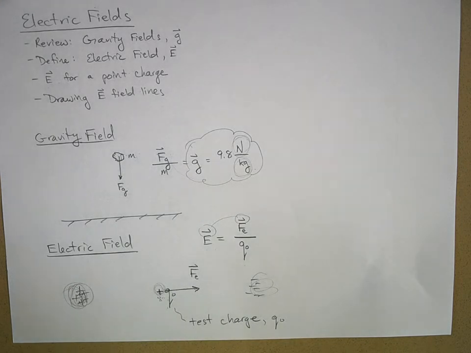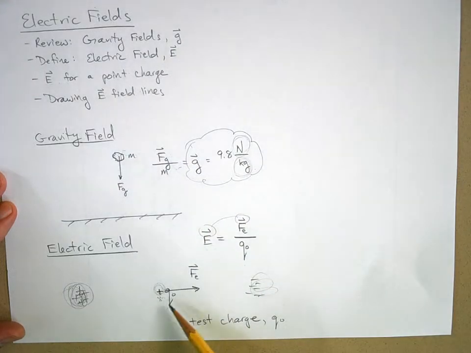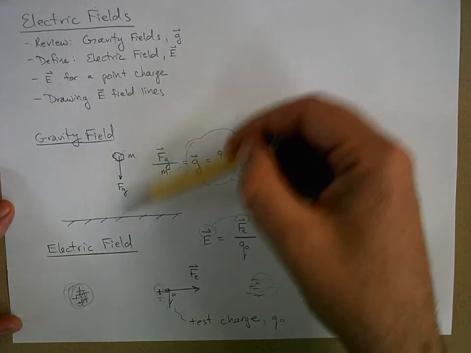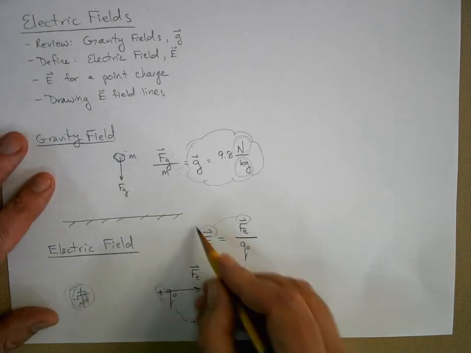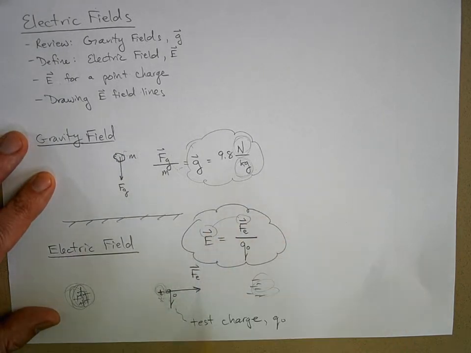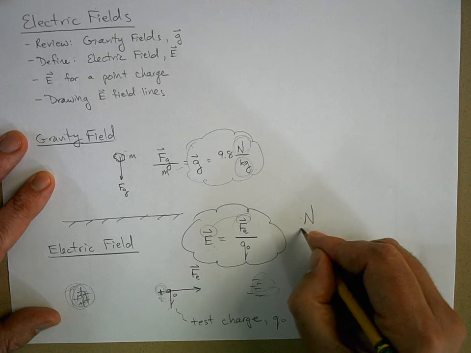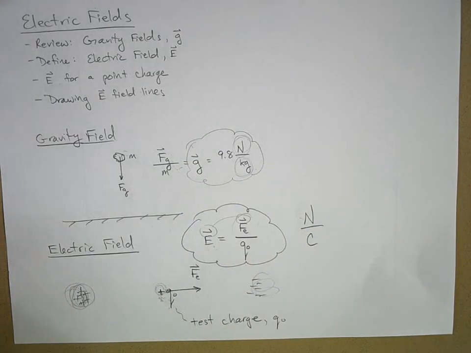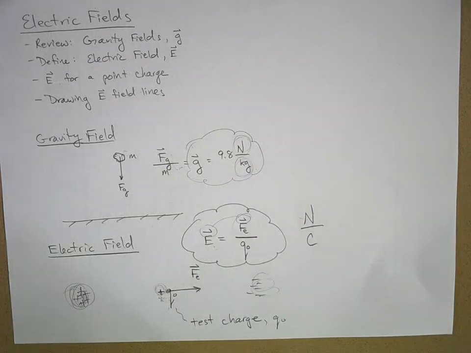You're in space with a certain characteristic, and because of that characteristic, you feel a force on you. In this case, it's mass. In this case, it's charge. Mass, gravity field. Charge, electric field. Okay? And this is a very simple equation, isn't it? What units does electric field have? Well, if I look at this, this is measured in newtons, and this is measured in coulombs. So the units for electric field are newtons per coulomb. Simple.